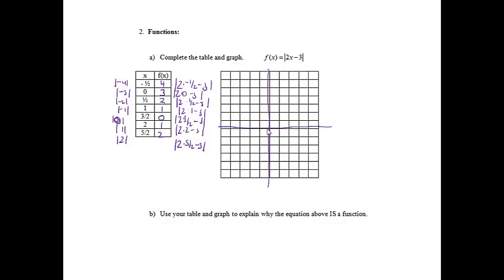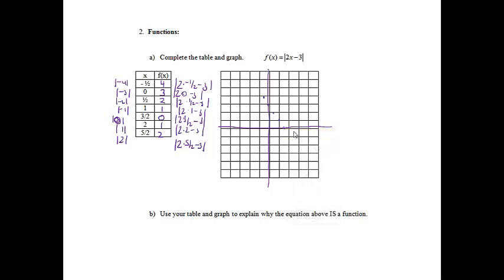So this one I'm going to go to the left 1/2 and up 4. The next one I'll stay put and go up 3. Next one I'll go to the right 1/2 and up 2. Next one I'll go to the right 1 and up 1. Next one, I'll go to the right 3/2, which would be 1.5, and I'll stay put.